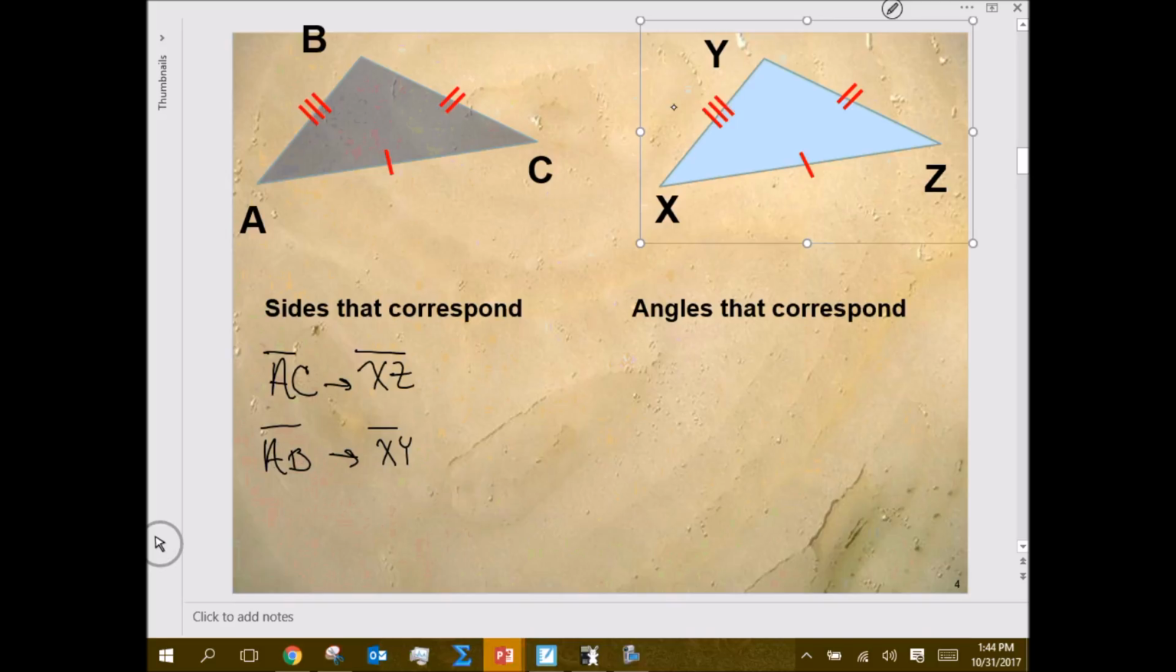So AB, no, AB corresponds to XY. Would you guys agree with that? They overlap? Yep. Okay. And what would be the last segments then? Let's talk about AC and AB so far. BC and YZ. Okay, yes. So both are right. BC and YZ. Okay. That's pretty easy to see what matches there, right?